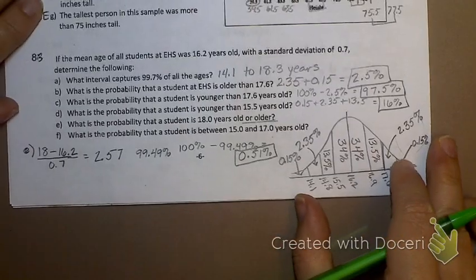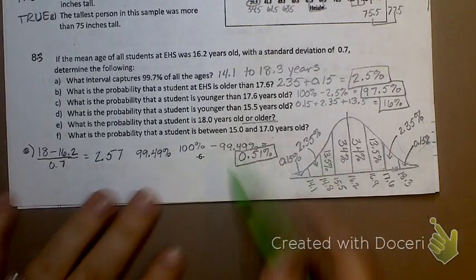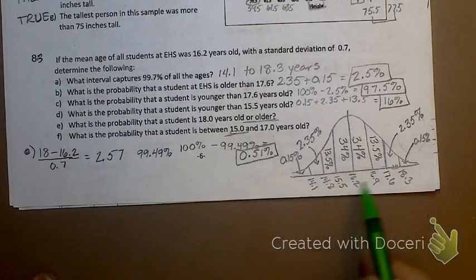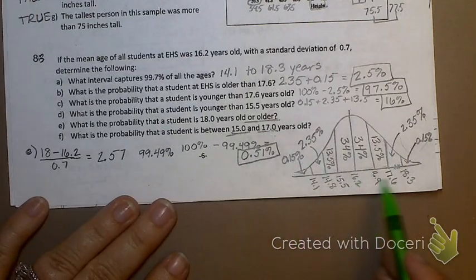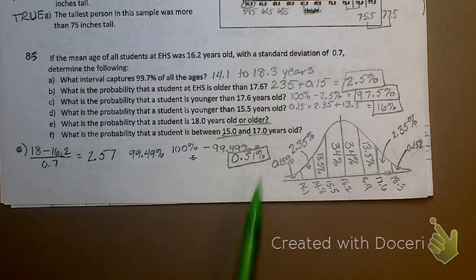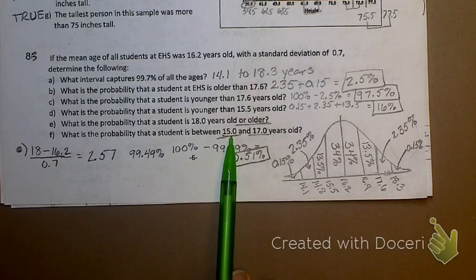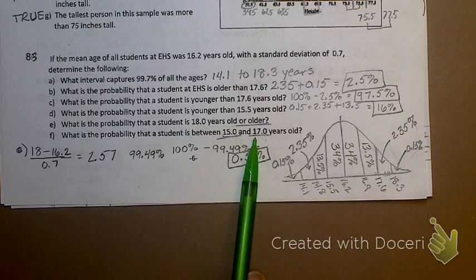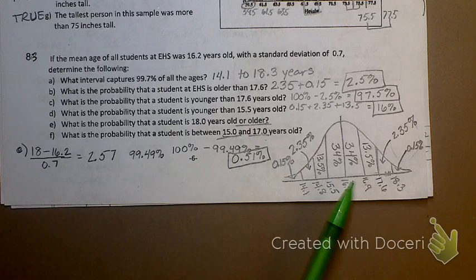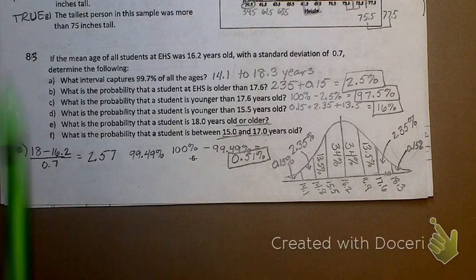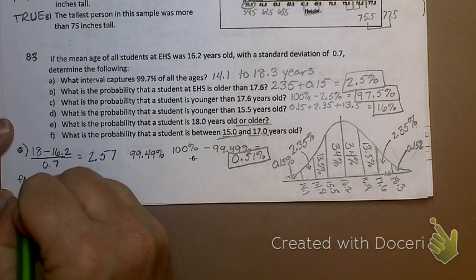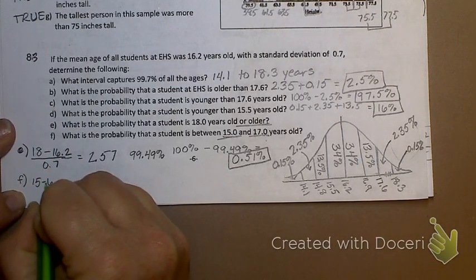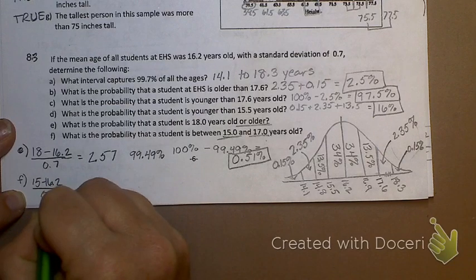Okay. And finally, we have a between question. Is 15 on my bell curve? No. Is 17 on my bell curve? No. So here's what I have to do. I have to find the z-score for 15, get the number off the chart. The z-score for 17, get the number off the chart. And then take those two chart numbers and subtract them. Okay? So I'm going to start with 15. So this is part F. 15 minus 16.2 divided by 0.7.